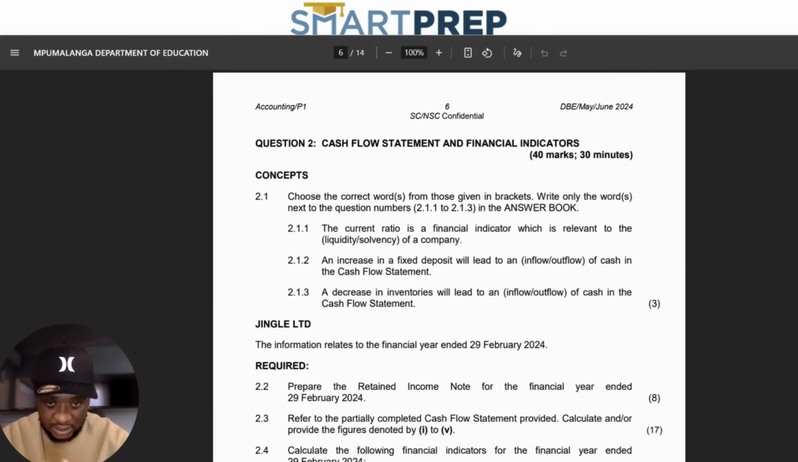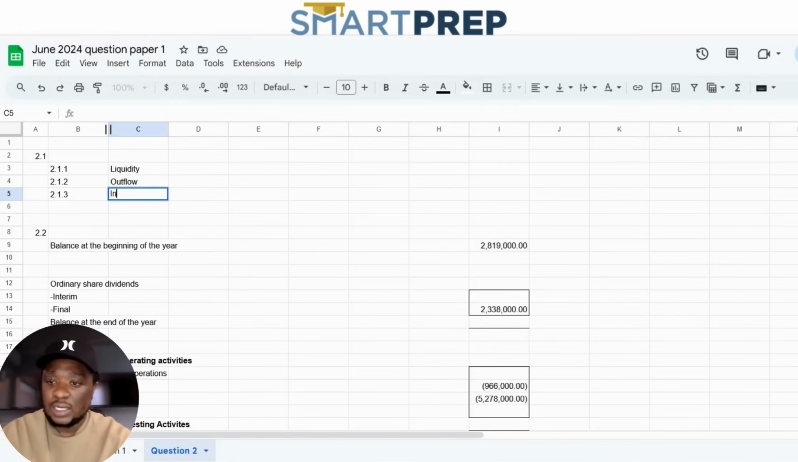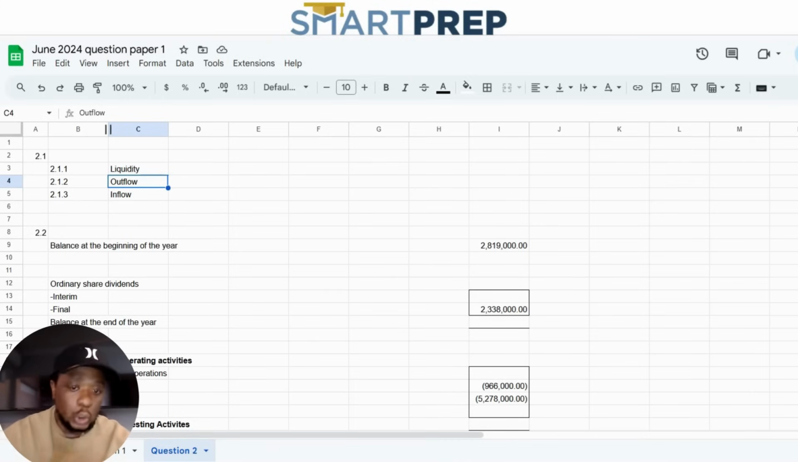Okay, third one, a decrease in inventories will lead to an inflow or outflow of cash in the cash flow statement. Well, decreasing inventories implies that inventory is being sold, and if inventory is being sold, especially for cash, that basically generates cash. So in this case, we would say an inflow. Okay, cool. I hope those were easy for you. If they aren't, then you really need to lock in your ratios and also understand just the basics of the cash flow. But we're going to go through a cash flow here, so that will be good for us to check out.